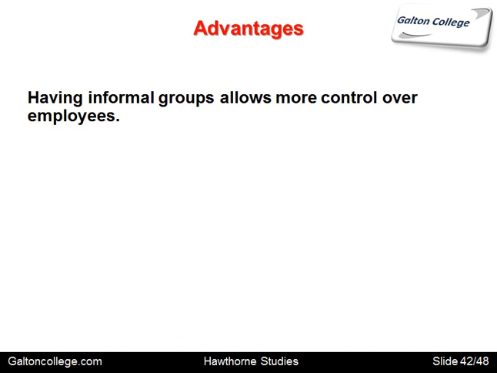Having informal groups allows more control over employees. Informal groups, strangely enough, the team, when it's formed, if the workers form relationships within a team, the team itself imposes a discipline. The workers don't wish to let the team down. They wish to support each other. So it gives more control.